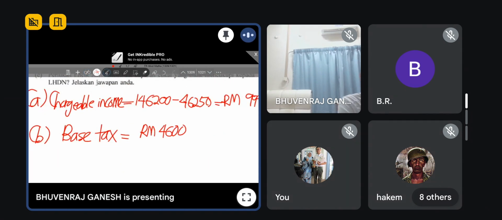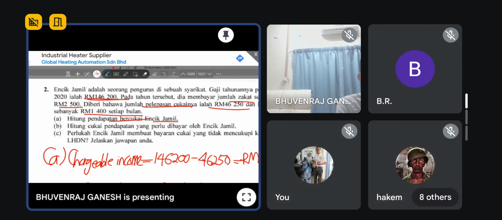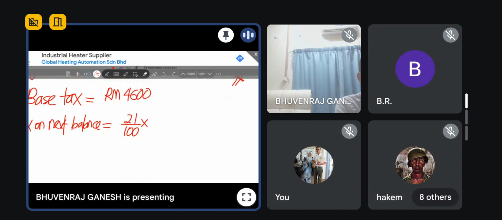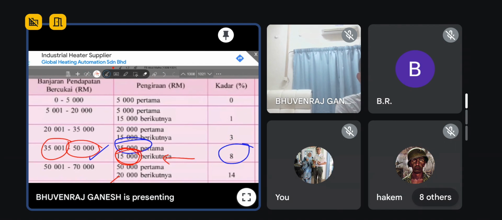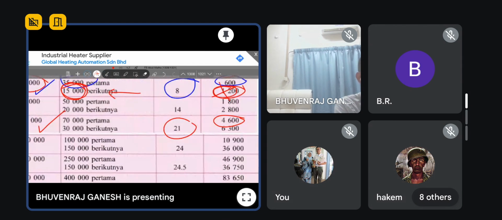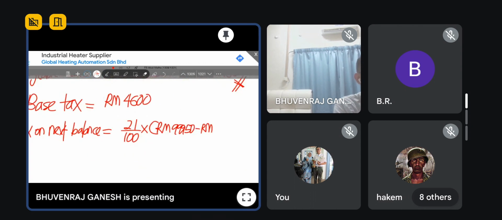Okay, this is your first part. And then you find the tax on the next balance. You can write like this in your exam. Baki cukai for BM. So 21% times RM 99950 minus the value in the table, minus RM 70,000. Okay, so you can count this value.